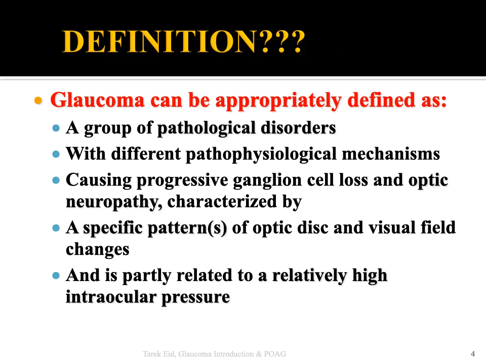So how can we define glaucoma? Glaucoma can be appropriately defined as a group of pathological disorders with different pathophysiological mechanisms causing progressive ganglion cell loss and optic neuropathy, which are characterized by a specific pattern of optic disc and visual field changes. Actually, these changes are partly related to a relatively high intraocular pressure.